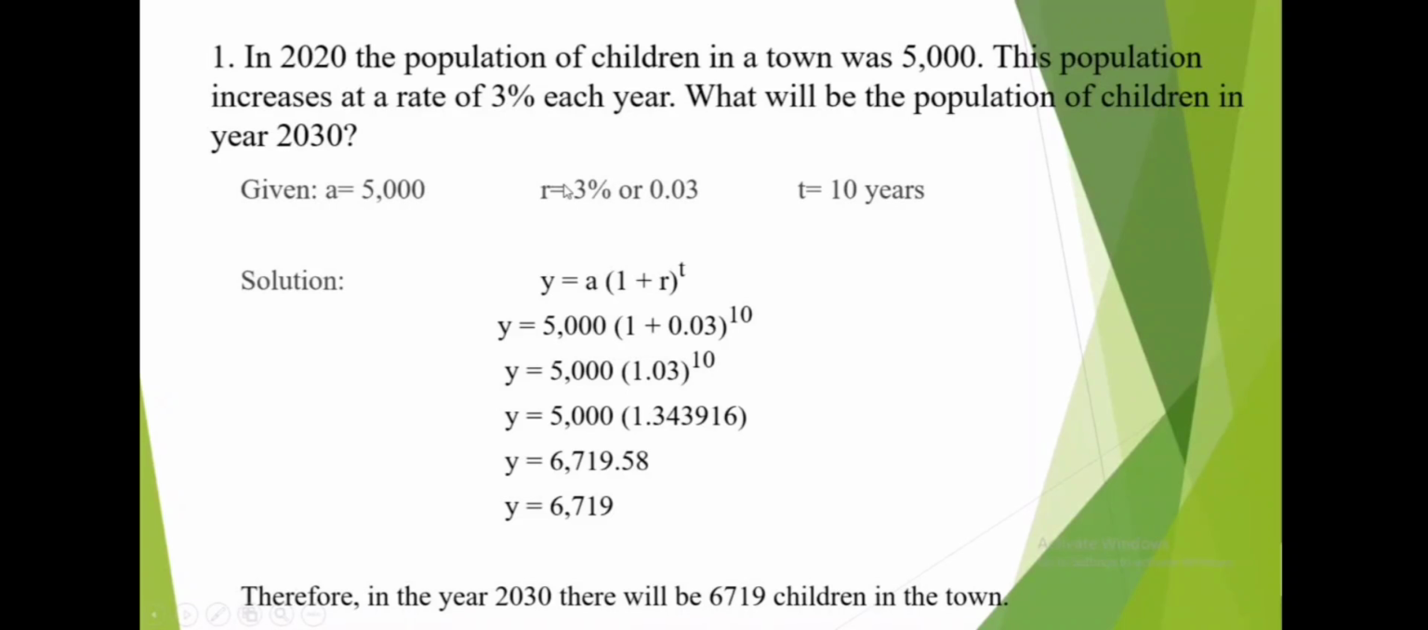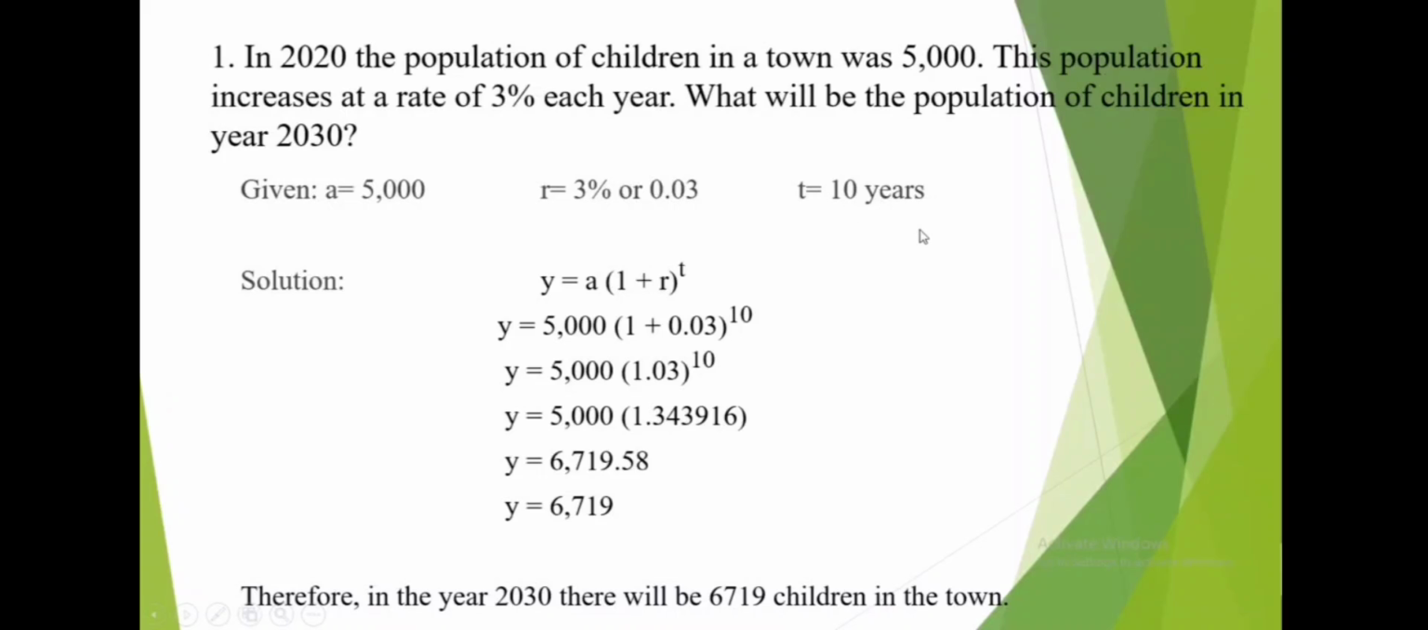We have the initial amount. What is the initial amount of children? We have 5,000. For the r, our rate is 3%. And as for our time, it is 10 years because the initial amount was taken in 2020, and our problem is looking for the population of children in the year 2030. So 2030 minus 2020 is 10. That is why our time is 10 years.